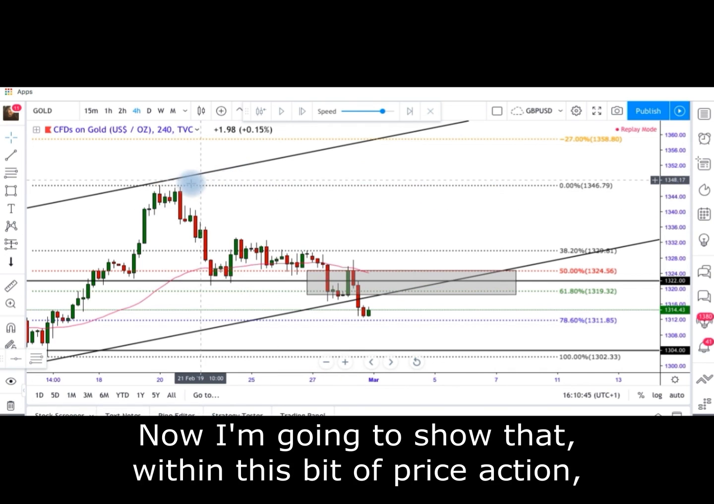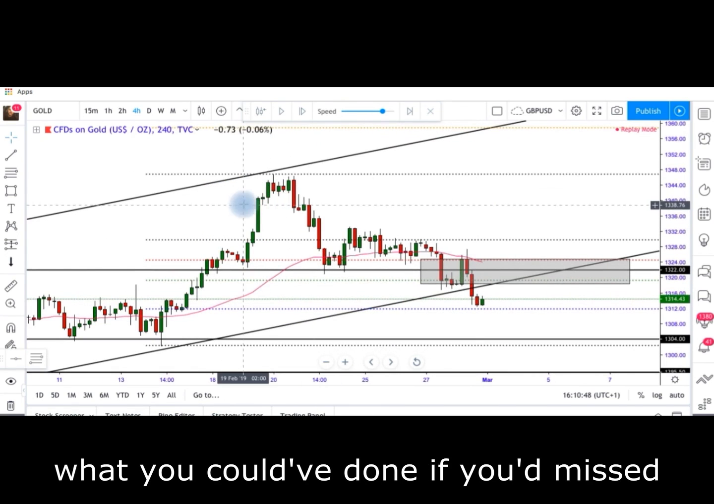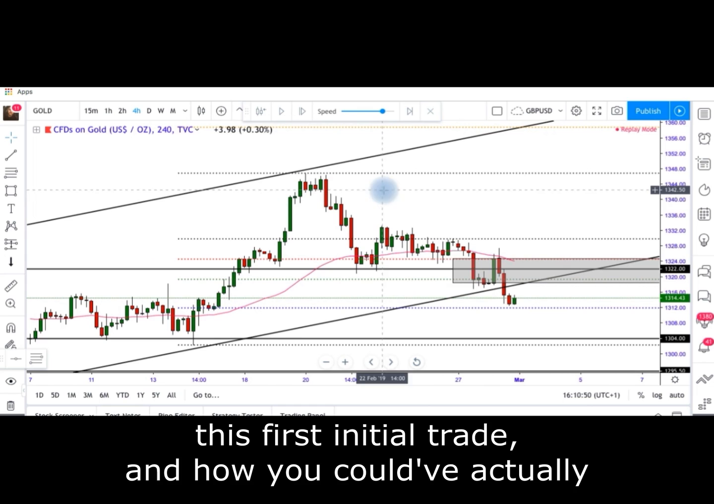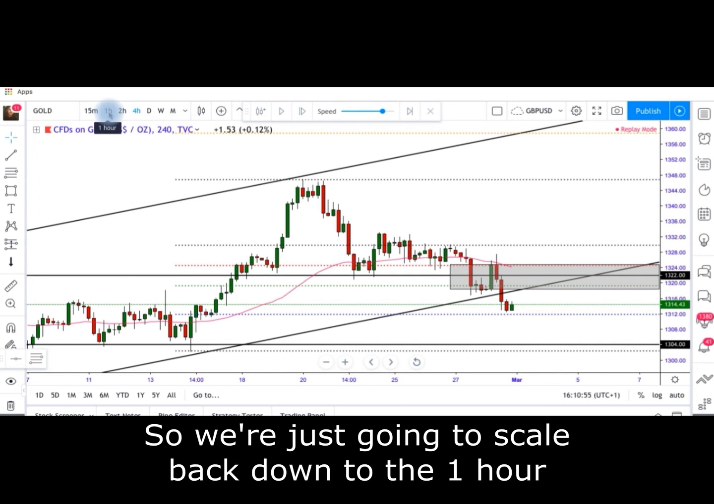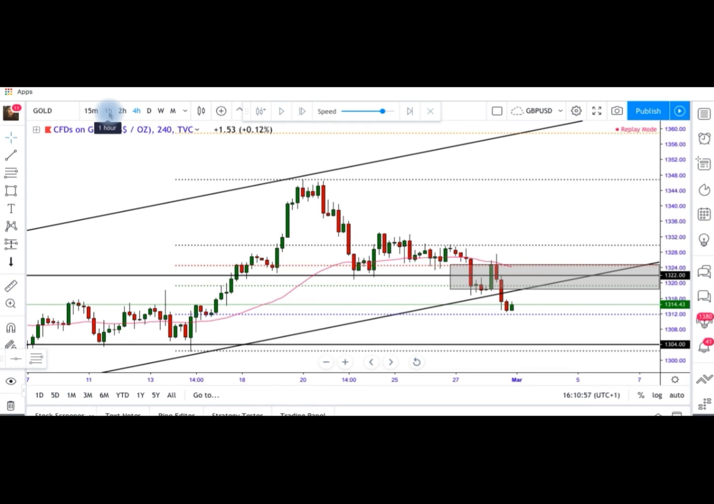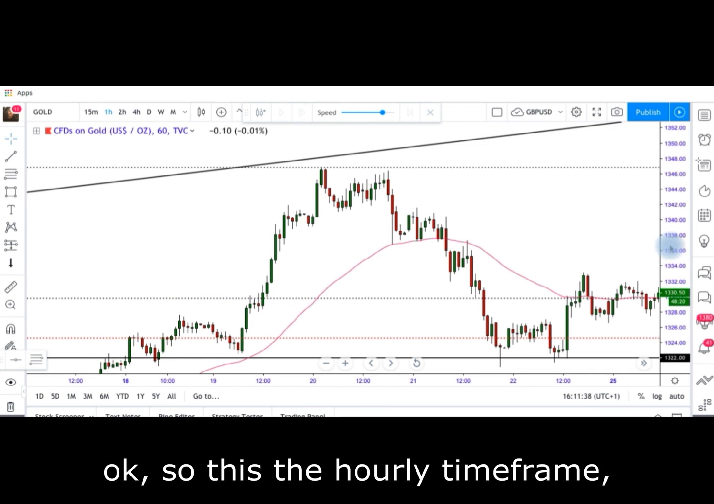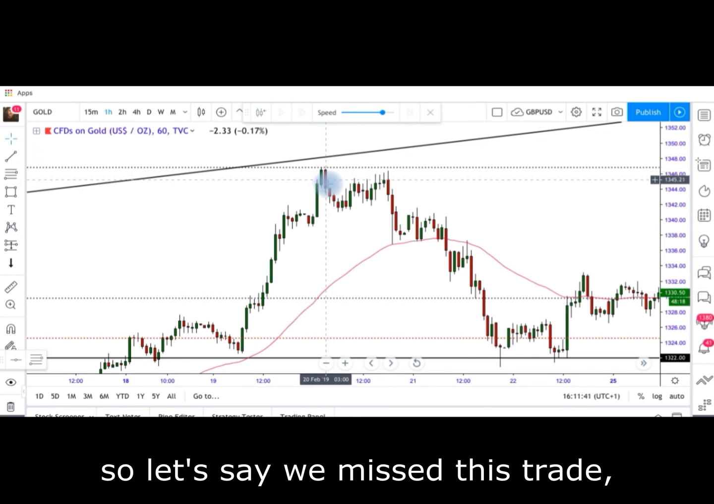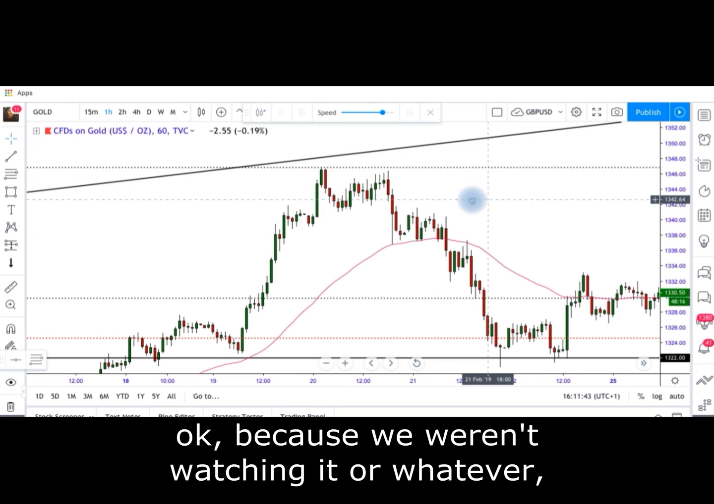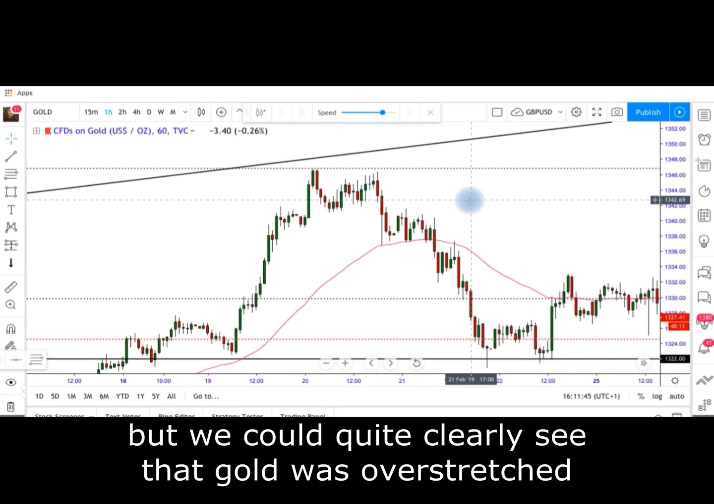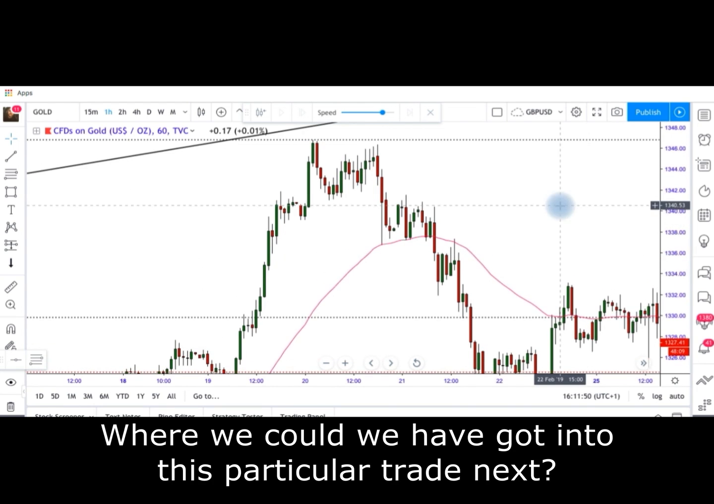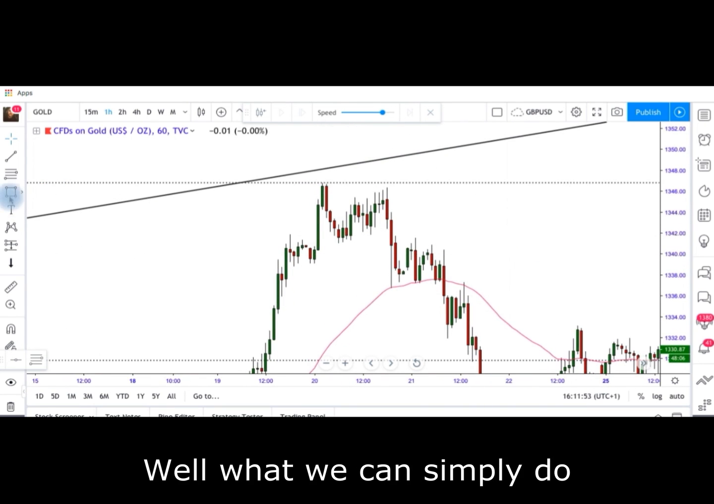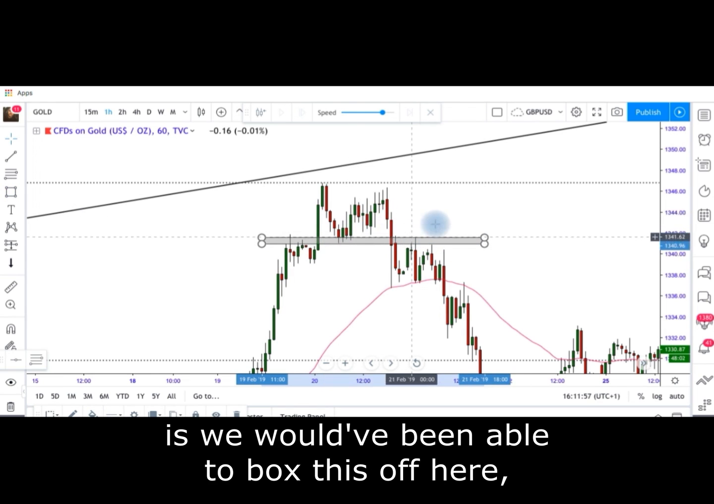Now, I'm going to show you that within this bit of price action, what you could have done if you had missed this first initial trade and how you could have actually found more opportunities within this to get back into the trade. So I'm just going to scale back down to the 1 hour so I can show you this. Okay, so this is the hourly time frame. So let's say we missed this trade, because we weren't watching it or whatever, but we could quite clearly see that gold was overstretched and was looking to come down to the next part of the trend line. Where could we have got into this particular trade next? Well, what we can simply do is we would have been able to box this off here.